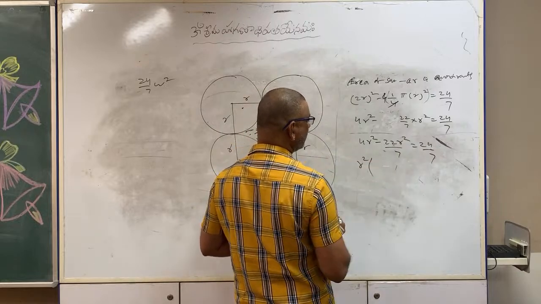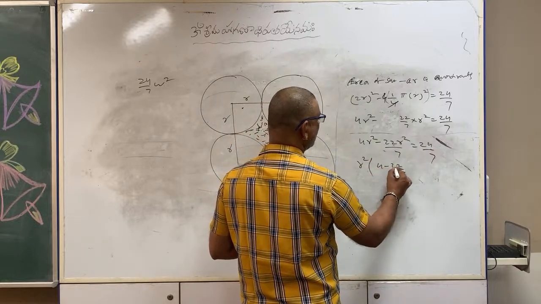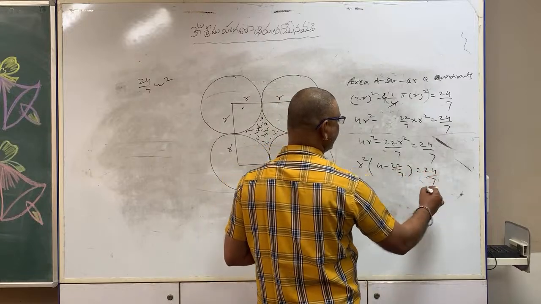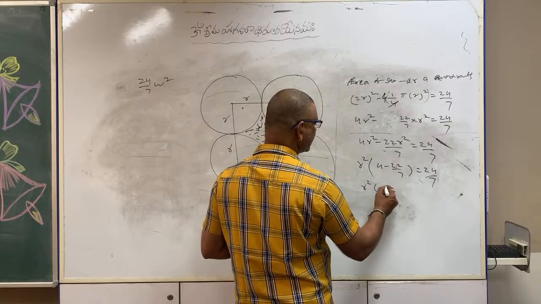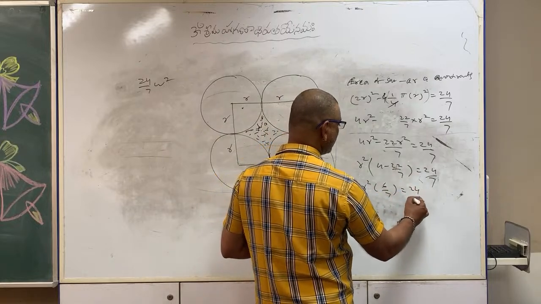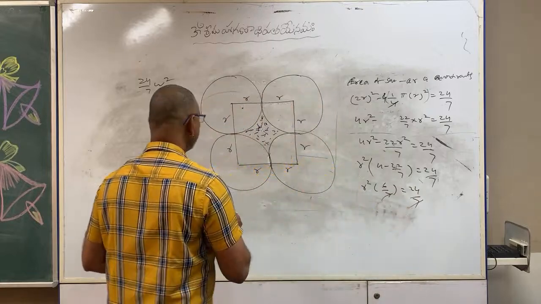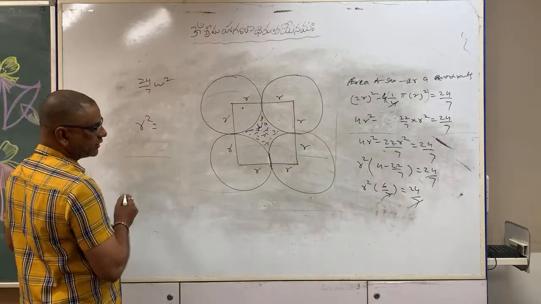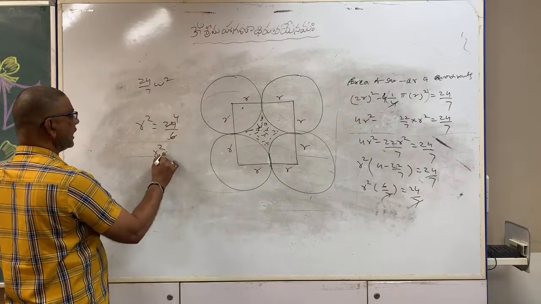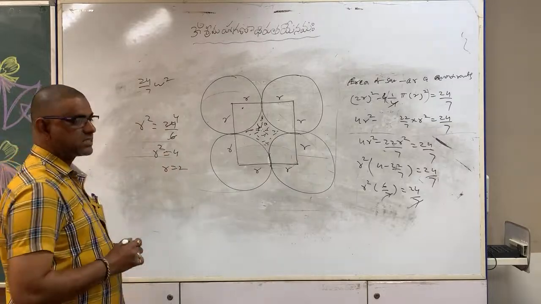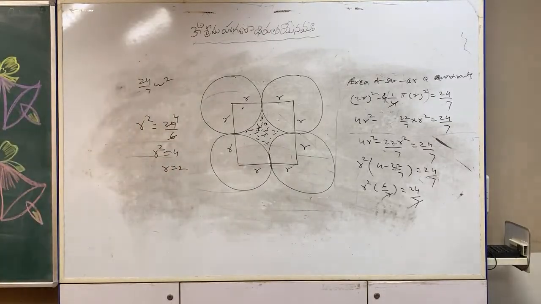We can take r square common. 4 minus 22 by 7 is equal to 24 by 7. r square into 28 minus 22 by 7 is 6 by 7, which is equal to 24 by 7. 7 and 7 get cancelled. r square is equal to 24 by 6, 4. r square is 4. Radius is 2. Very good question.